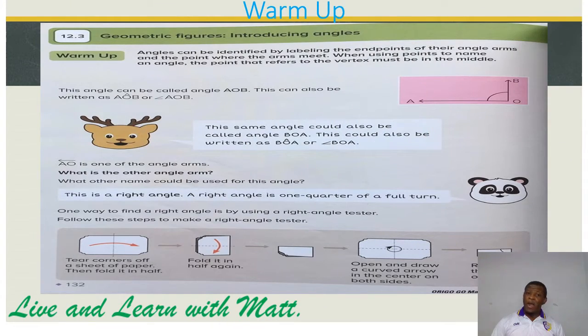Now let's take a look at the warm-up. What is an angle? Or what do we refer to as angle? Angles can be identified by labeling the endpoints of the angle arms and the point where the arms meet. When using points to name an angle, the point that refers to the vertex must be in the middle.